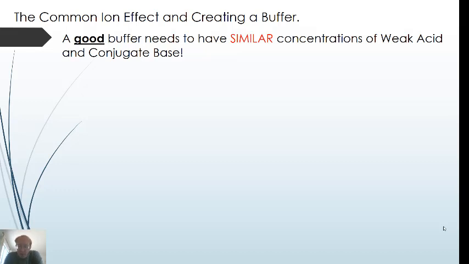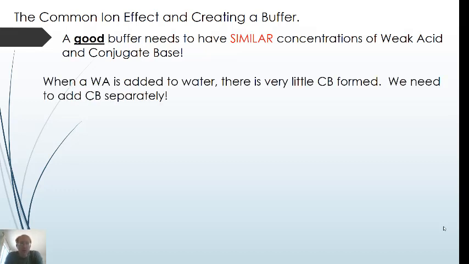And we have a problem with that right off the bat. When I add a weak acid to water, when I add acetic acid to water, only a small fraction of that weak acid will hydrolyze, will react to form conjugate base and hydronium. So there's very little conjugate base formed. I don't have similar concentrations of weak acid and conjugate base. So it's a little bit more complicated to make a buffer than just taking my weak acid, dumping it in some water, and being done. I need to add some conjugate base separately as well.